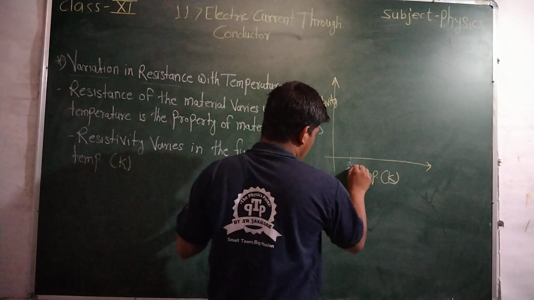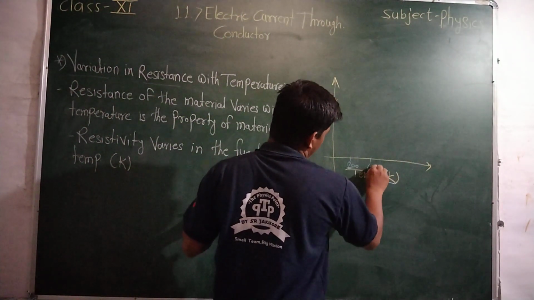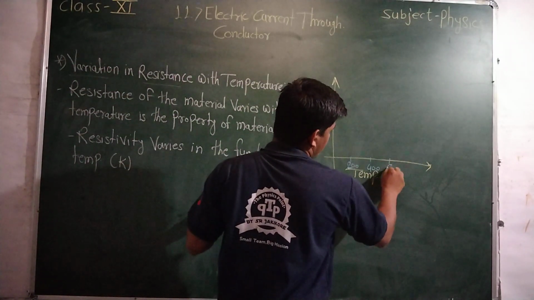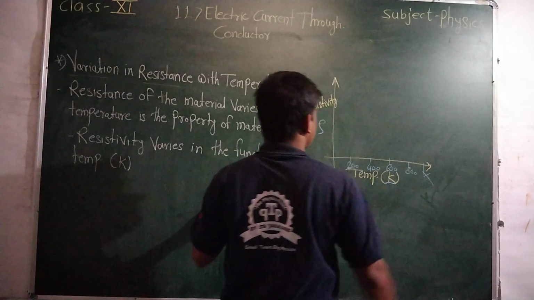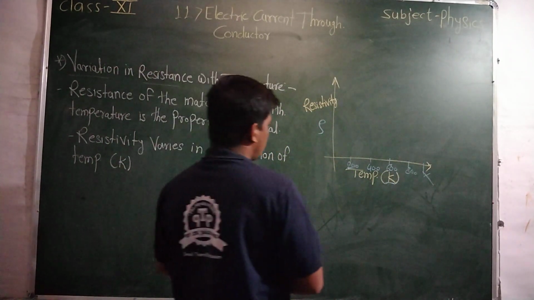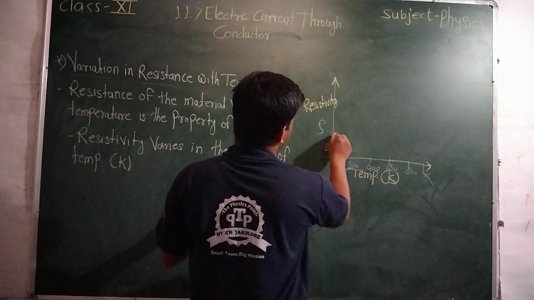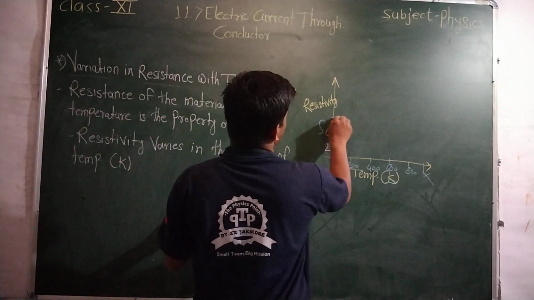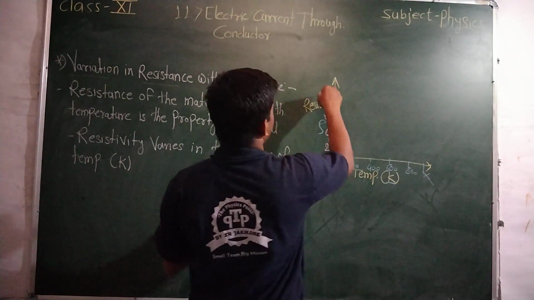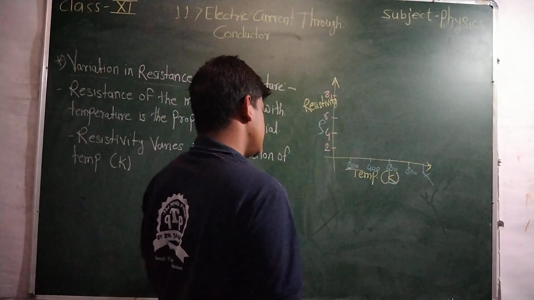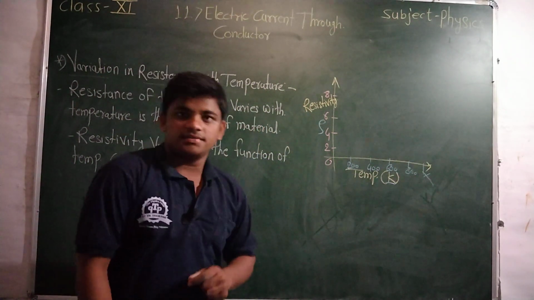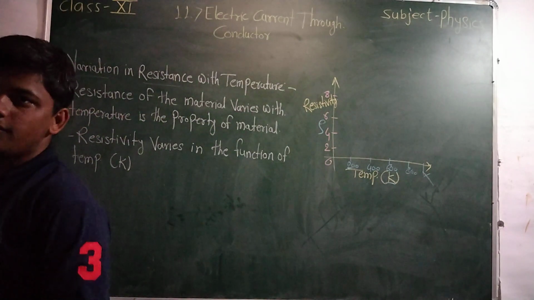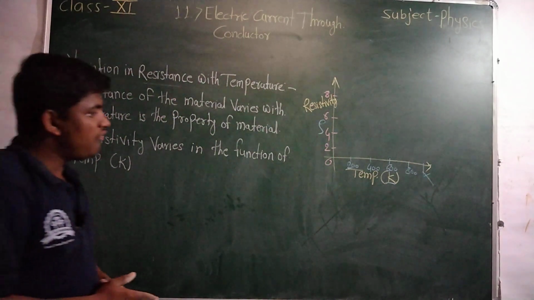On the x-axis we have 200, 400, 600 and 800, and on the y-axis we have resistivity in units of 2, 4, 6 and 8. This is the 0. Resistivity varies as a function of temperature in kelvin.